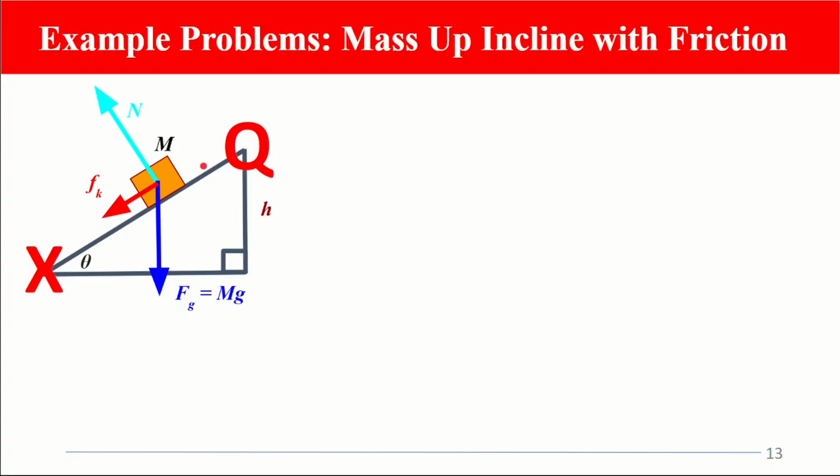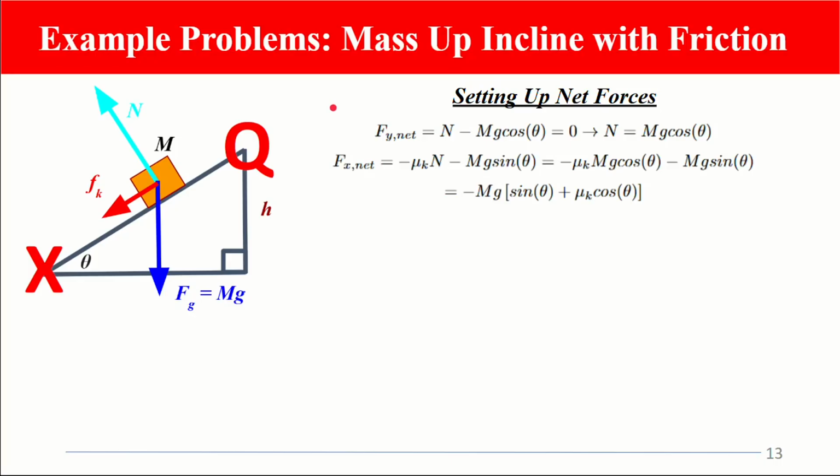So let us take a look and see how we can model this problem. First thing we're going to do is put the forces that are going to be on this mass, which include the gravitational force, the normal force, and the frictional force. So hopefully you know how to do this with setting up your net forces. In the y direction, you have n minus mg cosine of theta is equal to 0, and that turns out to be n is equal to mg cosine theta.